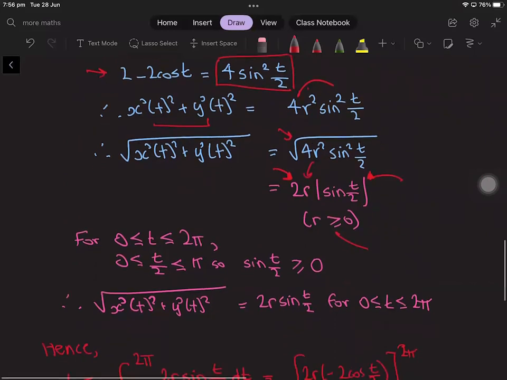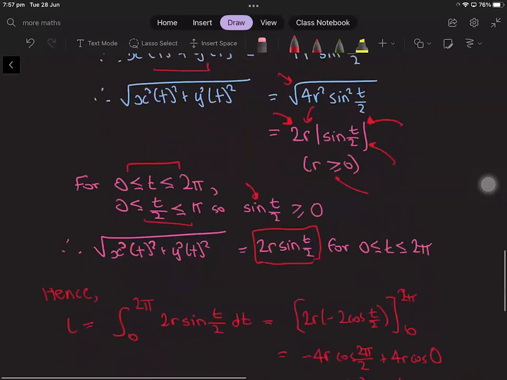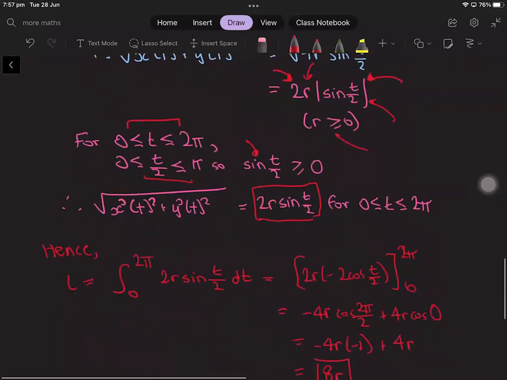But we can recall, since t ranges from 0 to 2π, it means t/2 ranges from 0 to π. So that means sin (t/2) is at least 0. So actually we can remove the absolute value signs here, since sin (t/2) is non-negative. So we get 2r sin (t/2) for 0 ≤ t ≤ 2π. And so this allows us to do a final calculation.